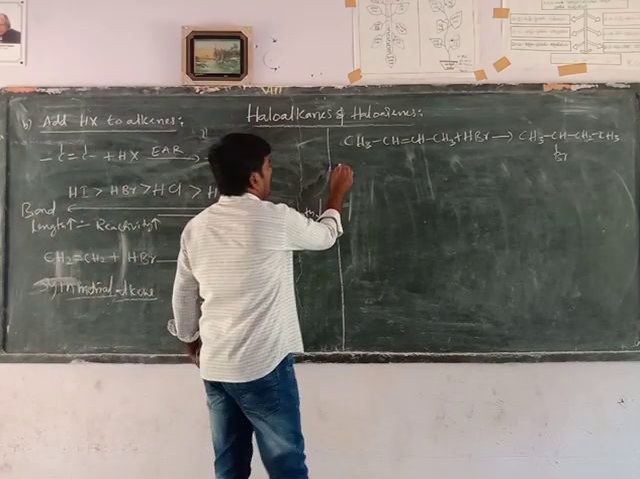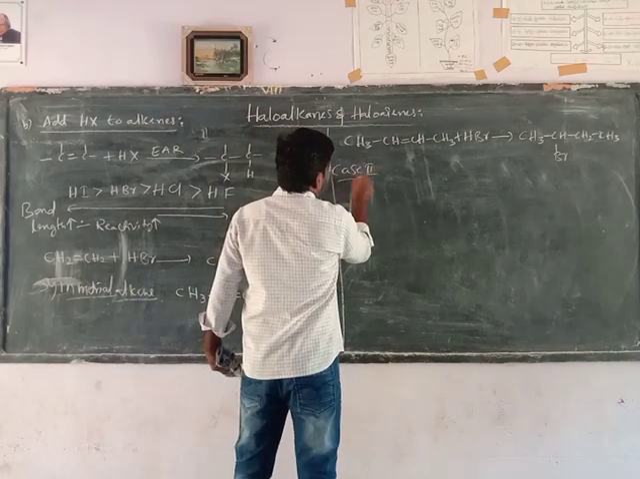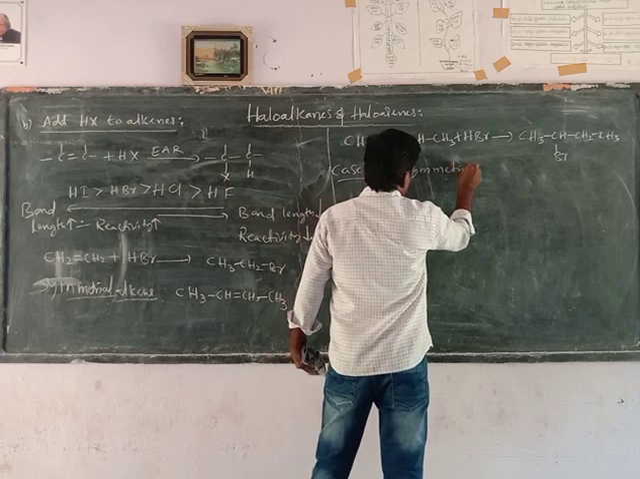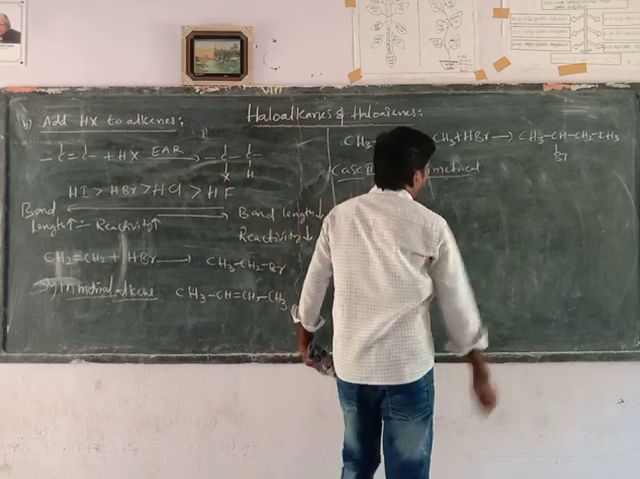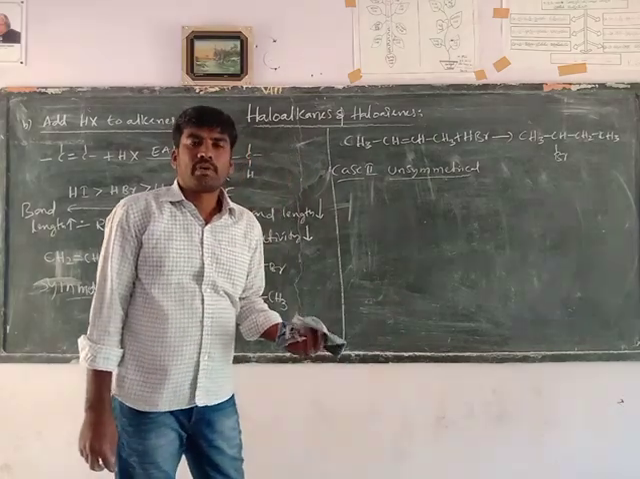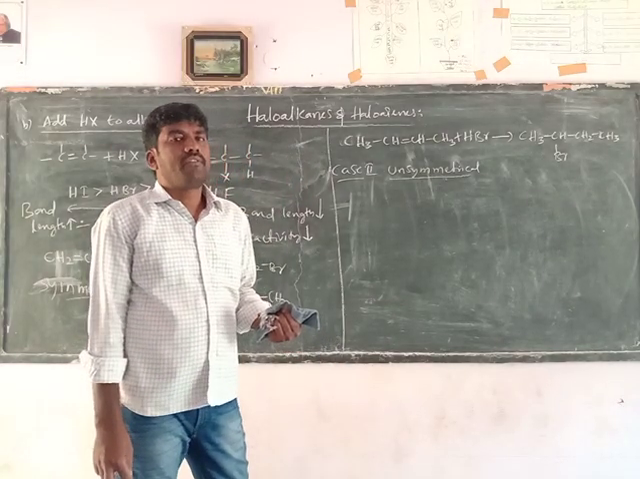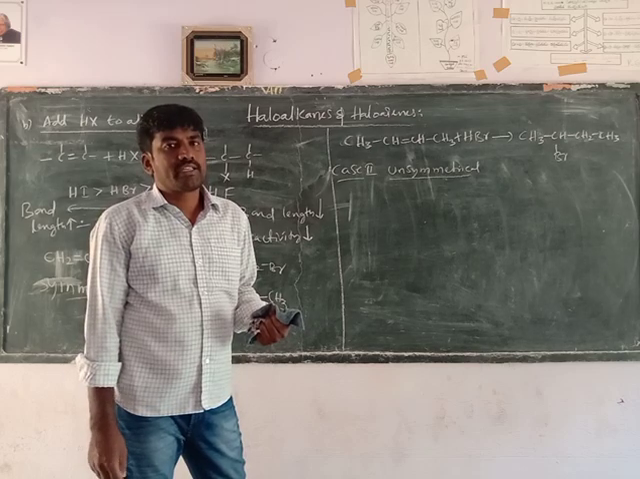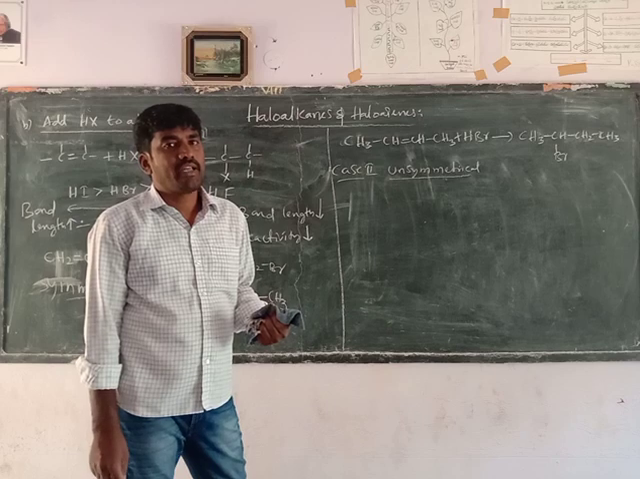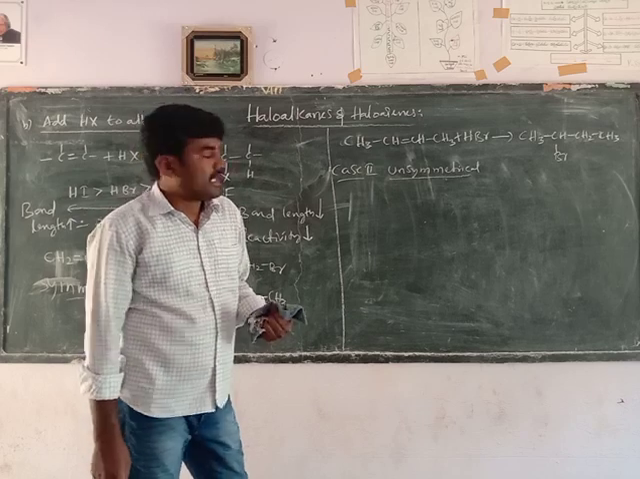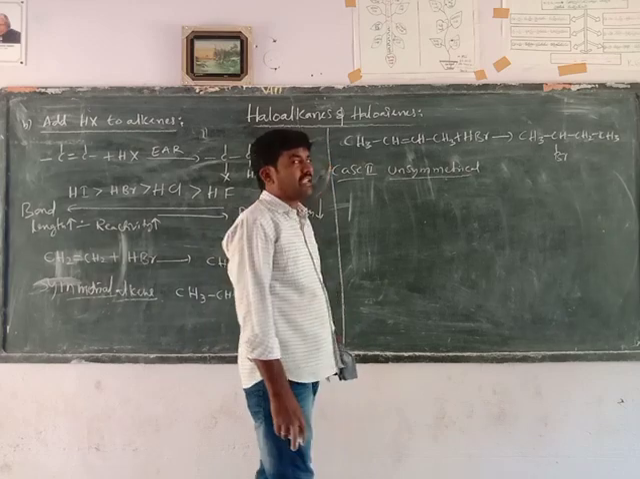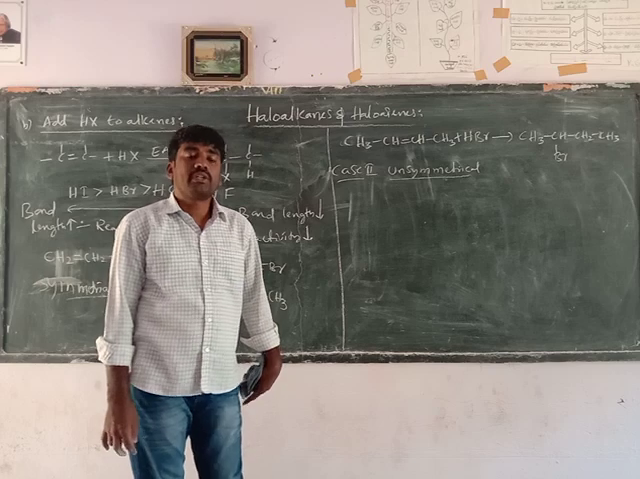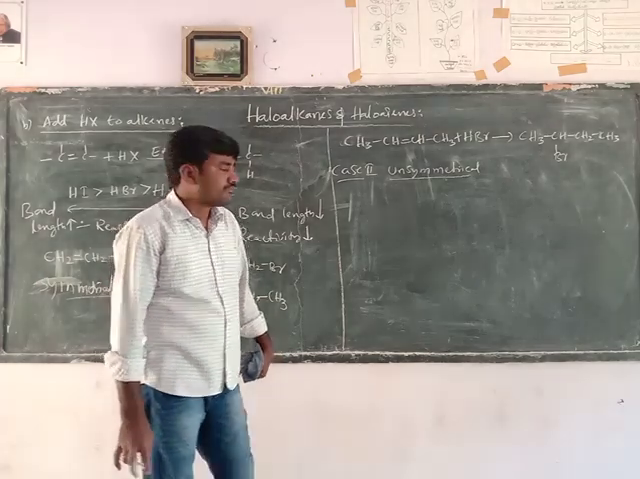Second case, unsymmetrical alkenes. What are unsymmetrical alkenes? Different types of alkyl groups or hydrogen atoms, meaning non-identical groups, present on either side of the multiple bond carbon atoms are called unsymmetrical alkenes. When unsymmetrical alkenes react with hydrogen halide to form alkyl halide, it is followed by the Markovnikov and anti-Markovnikov rule.